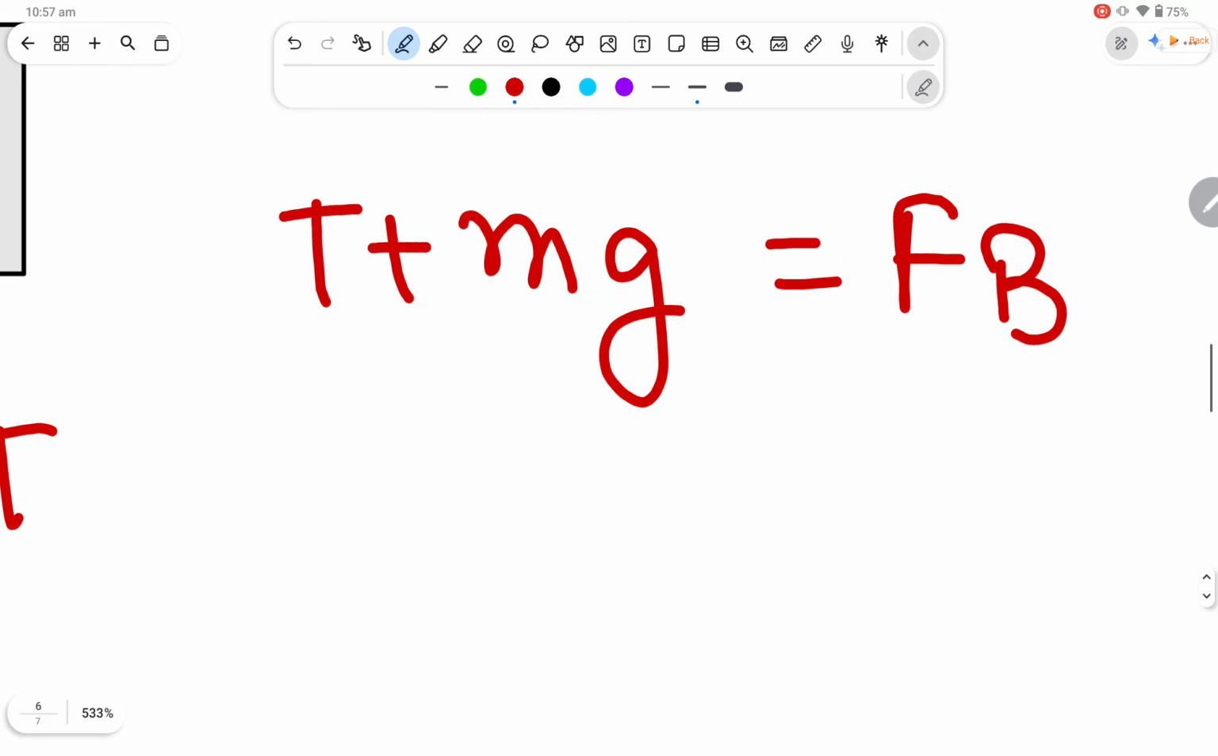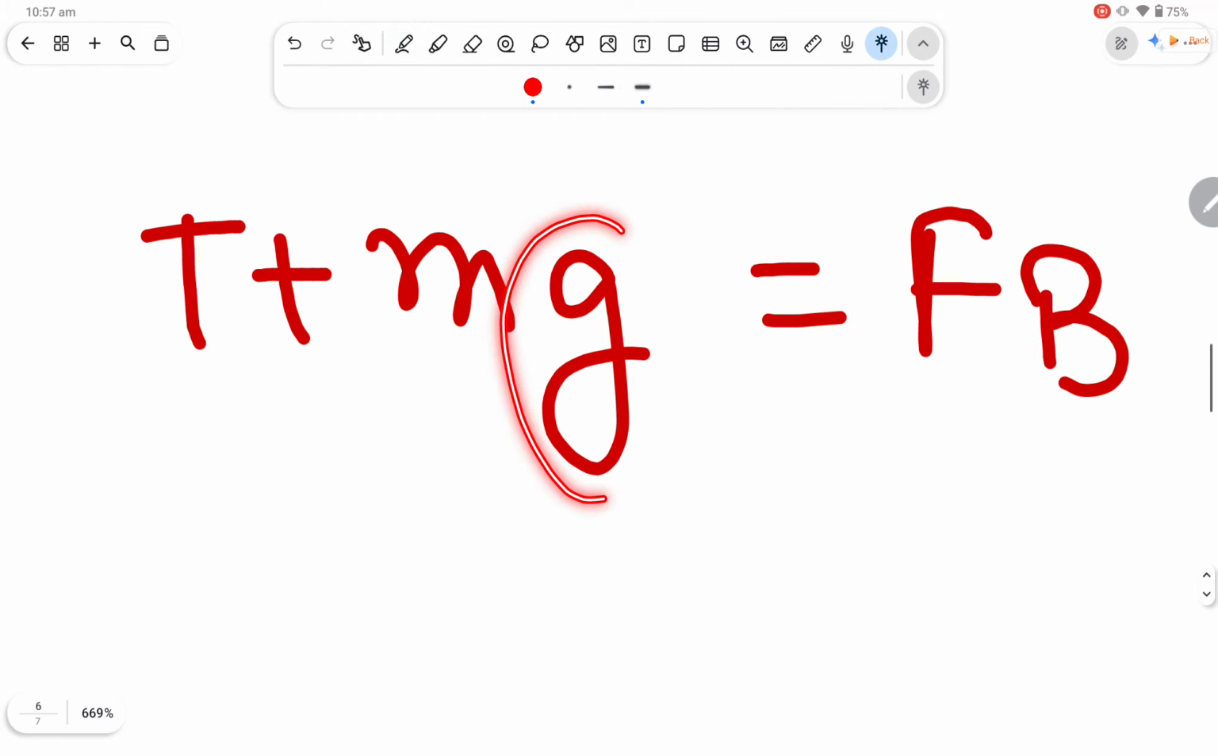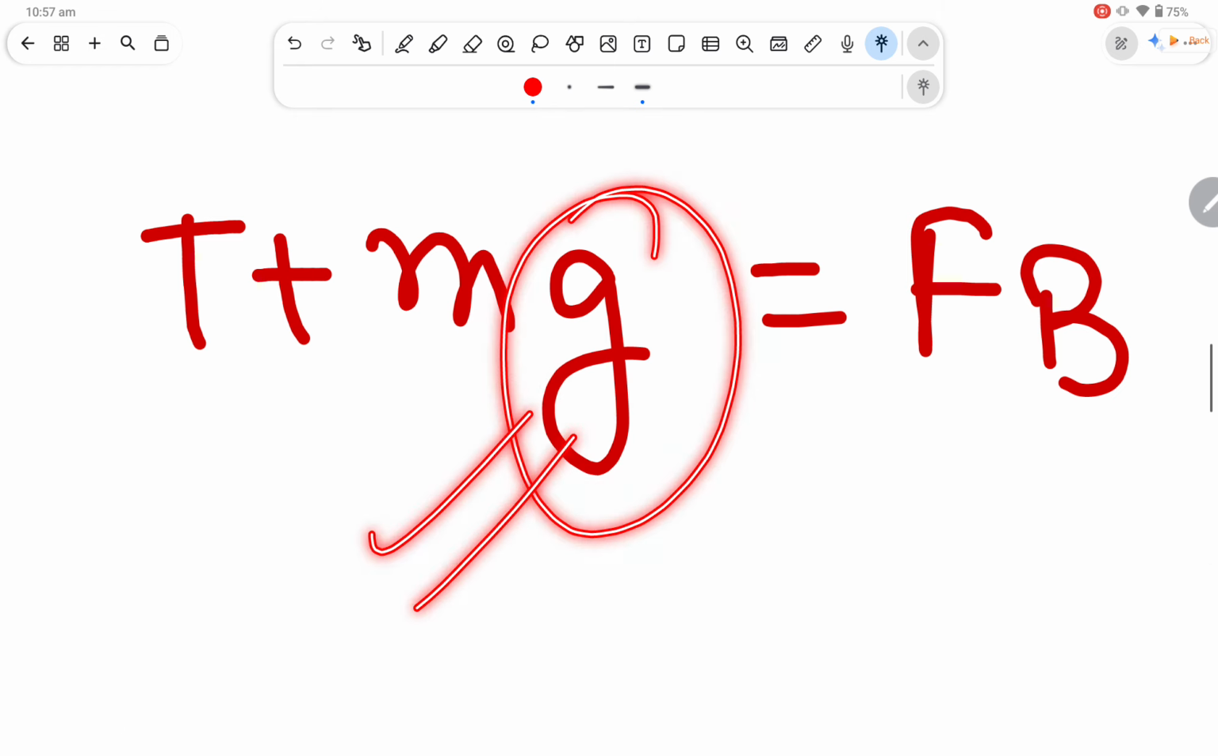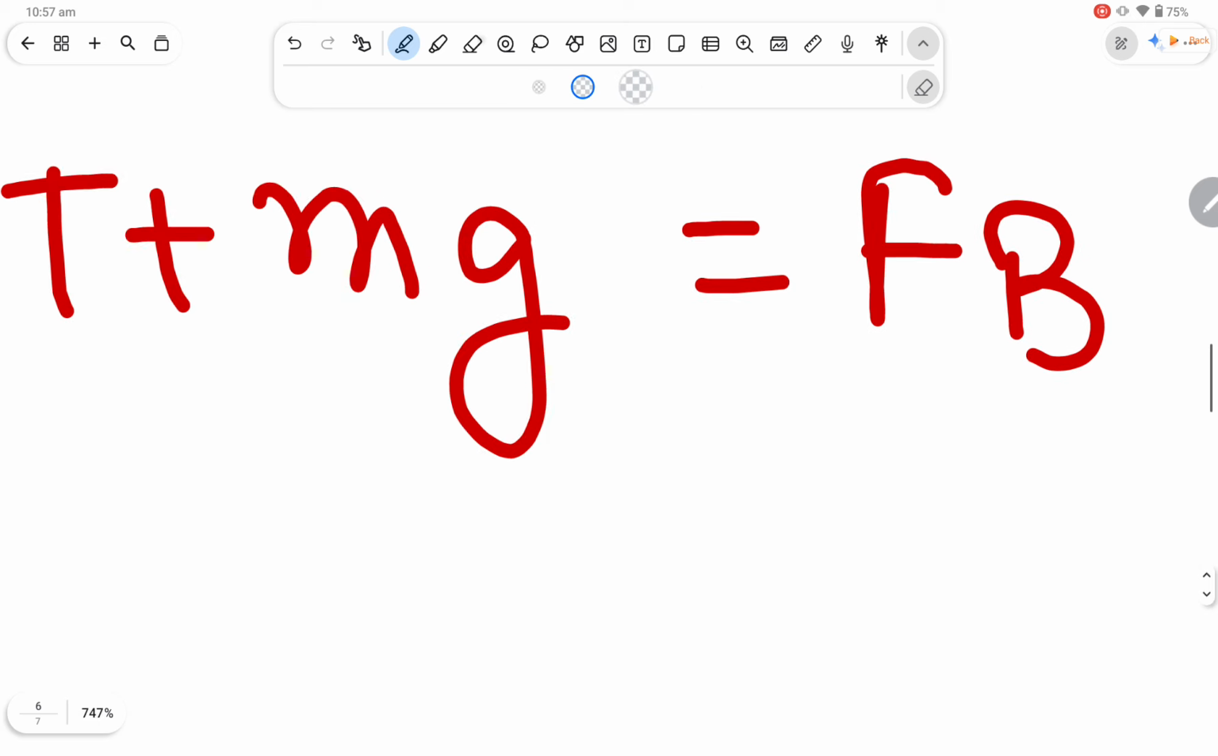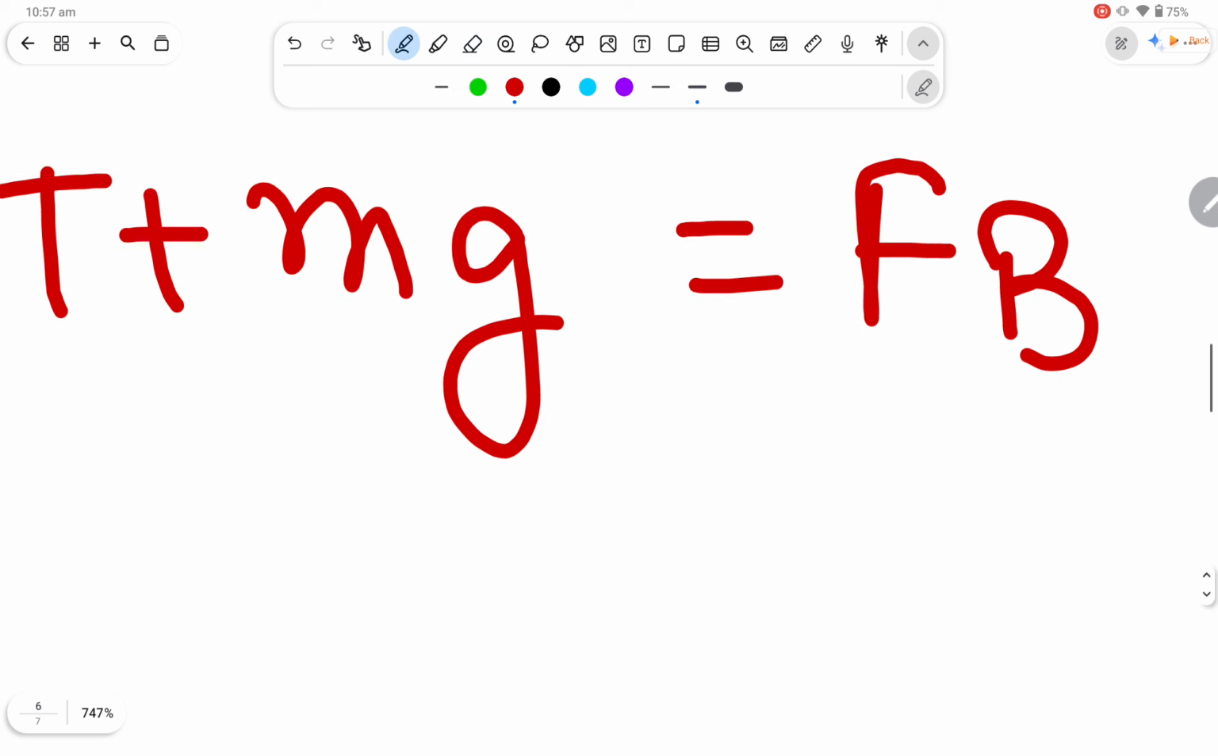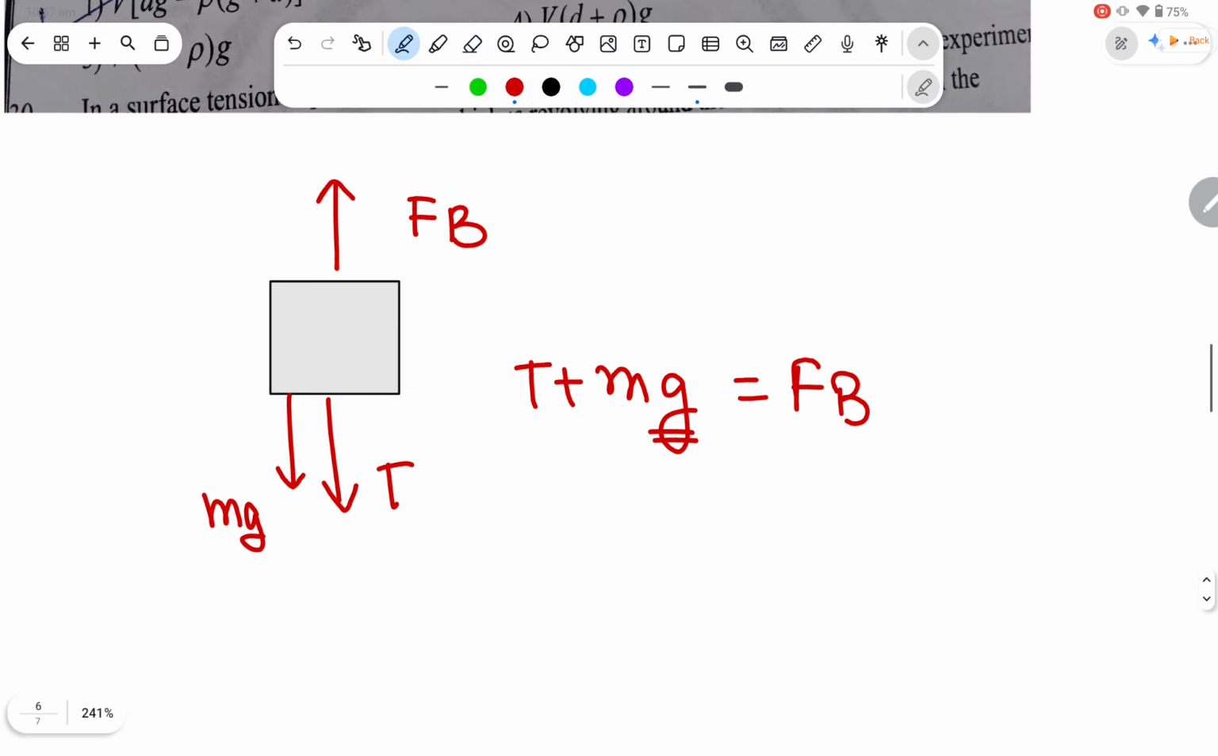What happened is that when I did this question, I took mg, I didn't change the g into g effective, and that is where I did the question wrong. When you are taking any acceleration, you have to make sure you are not taking g over here. You have to take g effective everywhere. Then you will get to the right answer. So now let's start the question.